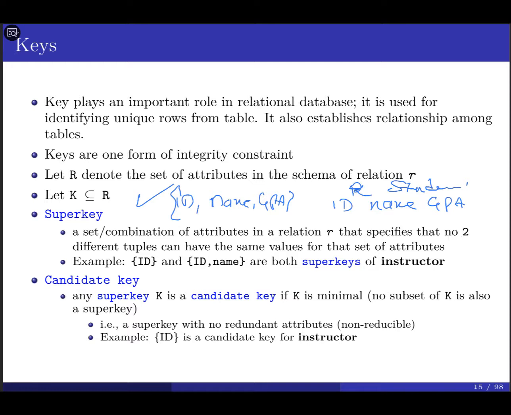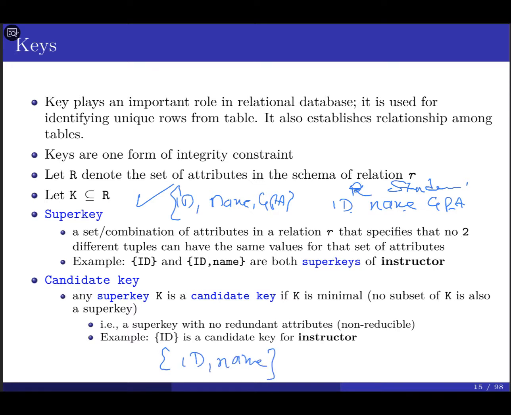It's a super key. Why? Remember the definition here. There are no tuples that are going to agree on the same value of the ID, name, and GPA. Since I do have ID, name, and GPA, these are the only three attributes. So in this case, exactly, it's unique. There's no two tuples going to have the same value for the set of attributes. This is a super key. So how about in this relation, let's say ID and name?